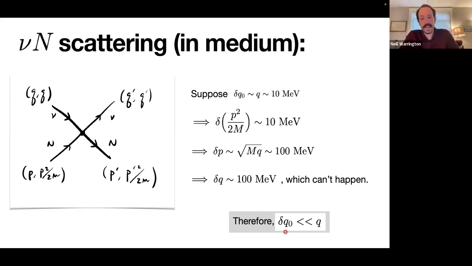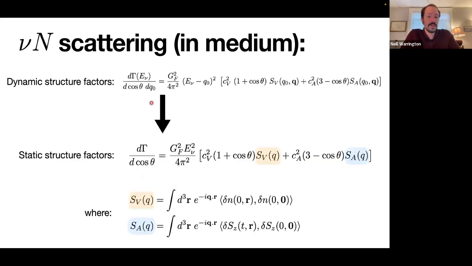This means that the energy transfer of a neutrino to a nucleon must be much smaller than its momentum, and this is what it means for a scattering process to be elastic. Now, this matters because what this allows us to do is to replace the dynamic structure factors. They're called dynamic because they involve energy transfer, which is time. It allows us to replace with good fidelity the dynamic structure factors by something called static structure factors.